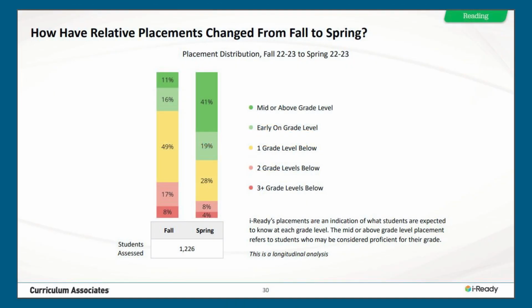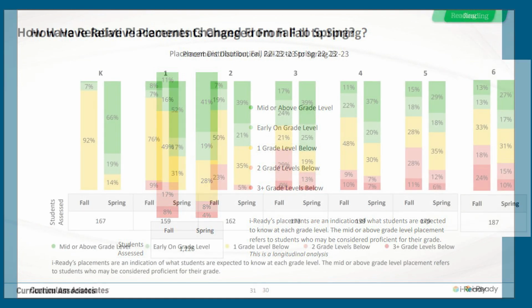Moving on to iReady reading, you can see this is from fall to spring, and we had great growth in all areas. So just taking a look at the dark green, your mid or above grade level, we grew from 11% to 41% across the district. Early on grade level, we went from 16% to 19%. One grade level below declined, which is great, 49% to 28%. Two grade levels below, 17% to 8%, and three or more grade levels below went from 8% to 4%. So we definitely saw a lot of growth in the iReady reading across the board.